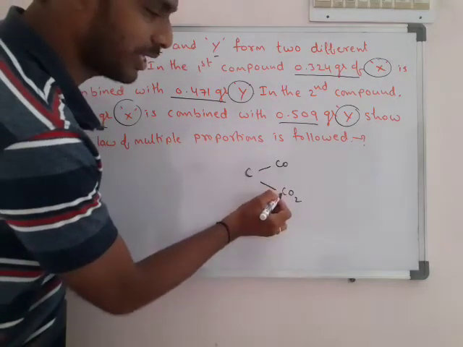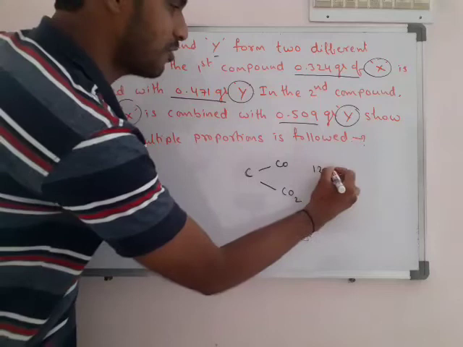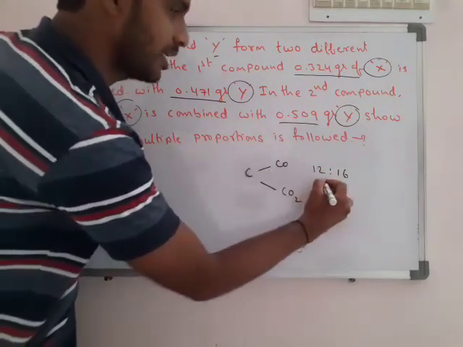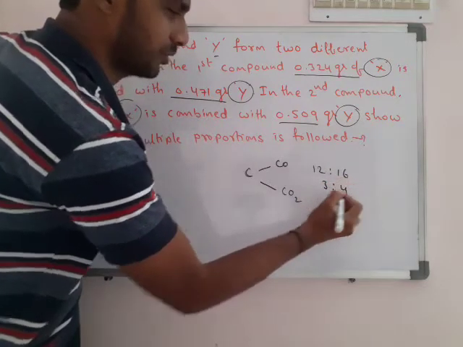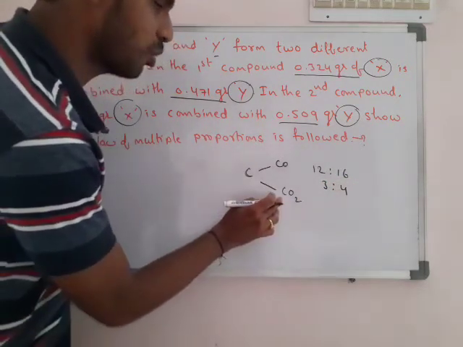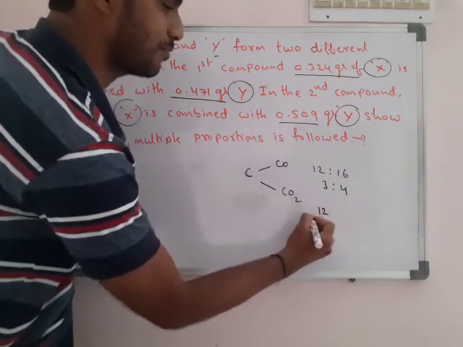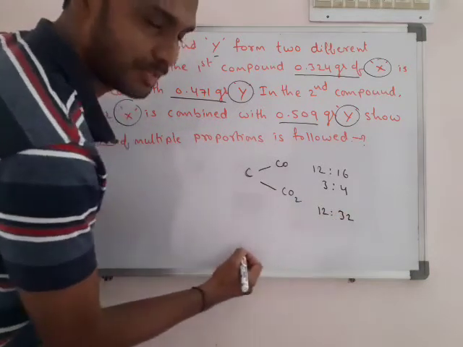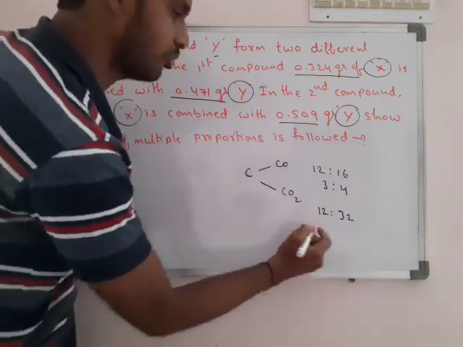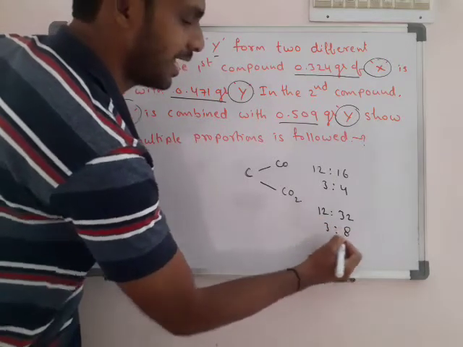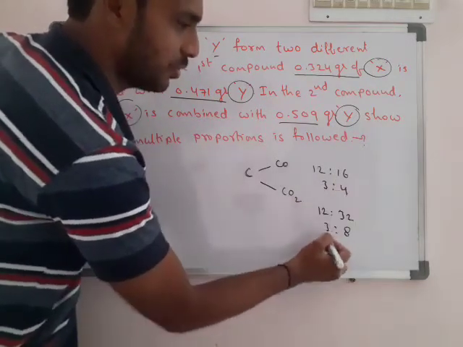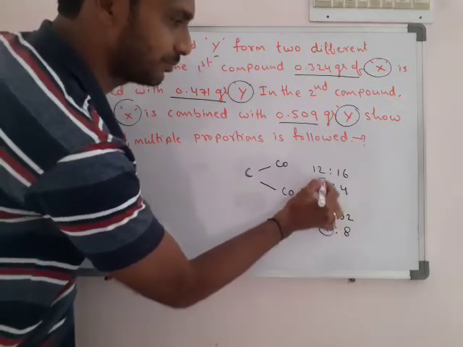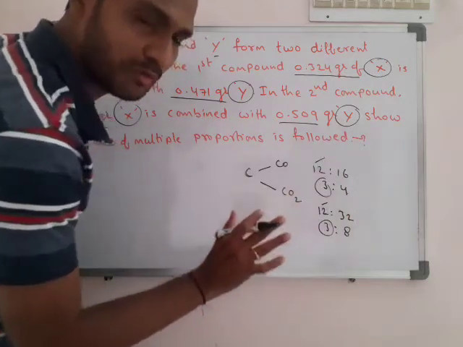We can take the carbon amount as fixed. 12 grams of carbon reacted with 16 grams of oxygen, so there is a 3:4 ratio. Here also, the same 12 grams of carbon reacted with 32 grams of oxygen, so 3:8. So here 3:4, 3:8. What is the ratio of this oxygen? Here we take 12 grams of carbon as the fixed amount.